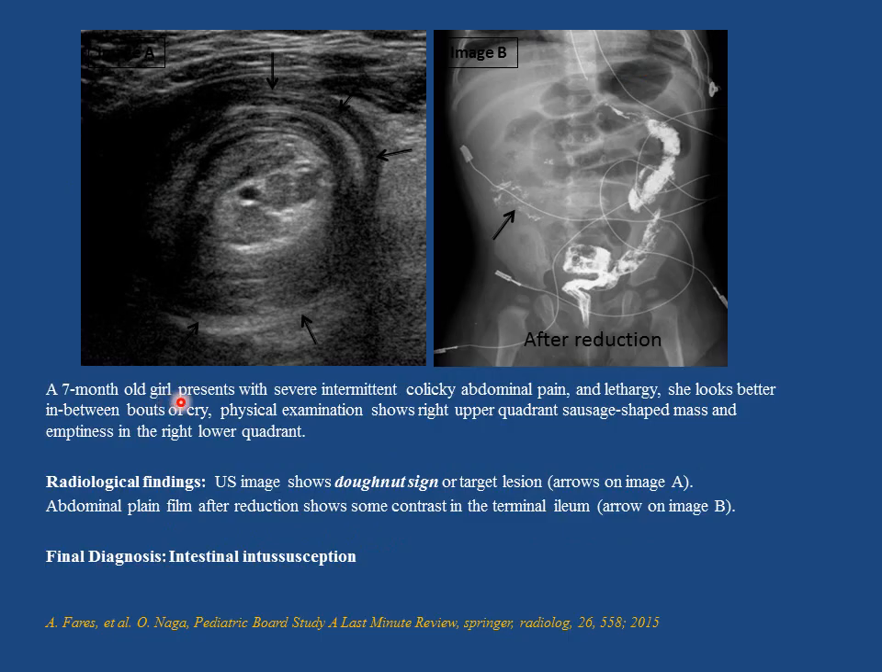This is a 7-month-old girl who presents with severe intermittent colicky abdominal pain and lethargy. She looks better in between bouts of crying. Physical examination shows a right upper quadrant sausage-shaped mass and emptiness in the right lower quadrant. The radiological finding here, you will see the donut sign, which is telescoping of the small intestine. After doing the barium enema, you will see the trace of barium in the terminal ileum after the reduction. This is a classic case of intestinal intussusception.